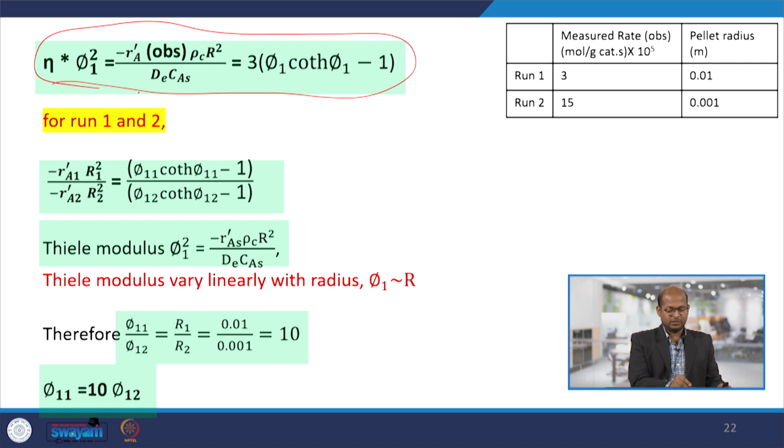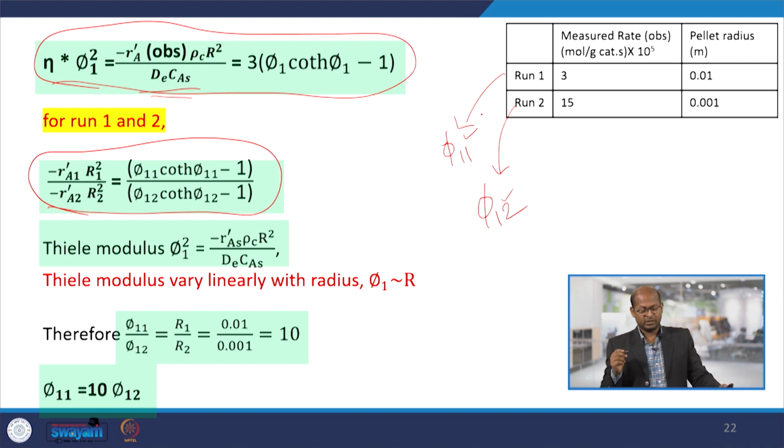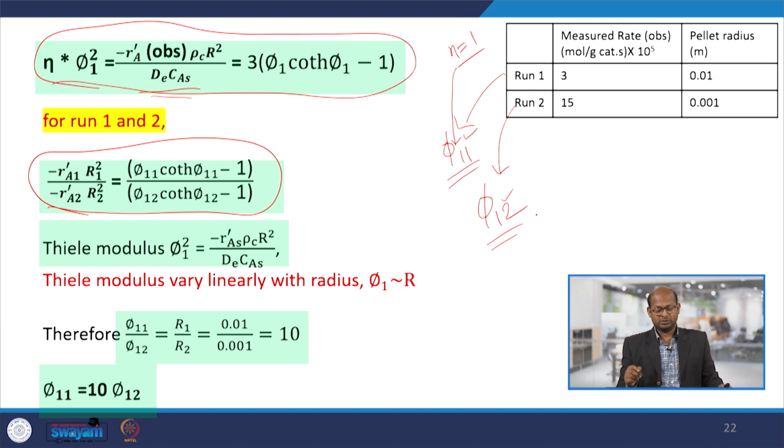So, here, for catalyst 1, run 1 and run 2, if we write this way, this is phi 1 for run 1, and this is phi 1 for run 2. So, 2 indicates run 2, 1 indicates run 1. Phi 1 is for the reaction n equals 1, therefore this is 1 for both cases, the same reaction. This is for run 1, this is for run 2, this is the Thiele modulus.